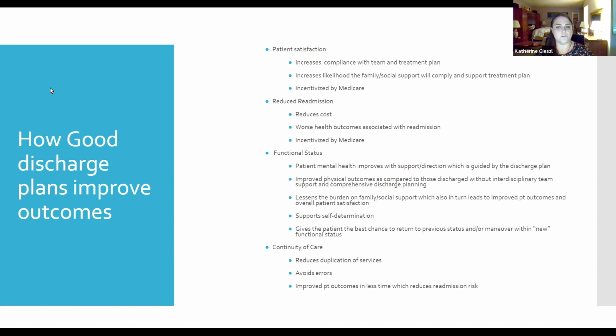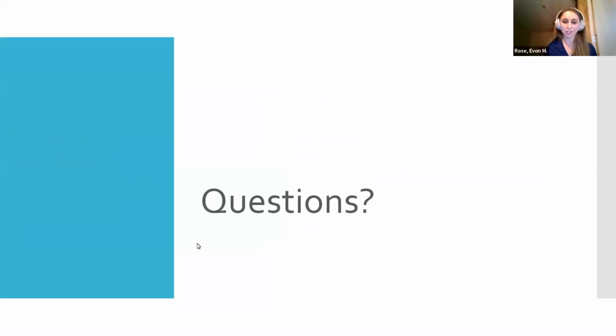Again, the main goal is just to improve patient outcomes in the least amount of time with the least likelihood of readmission. And discharge plans directly support that. So that's that. And that leaves us with any questions.